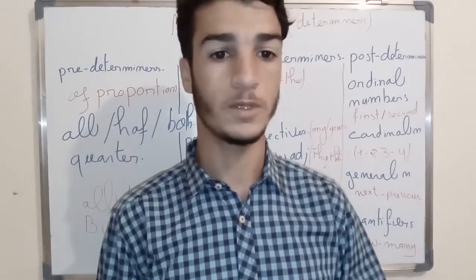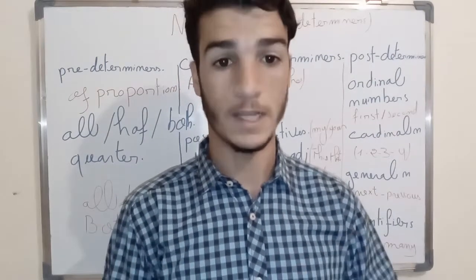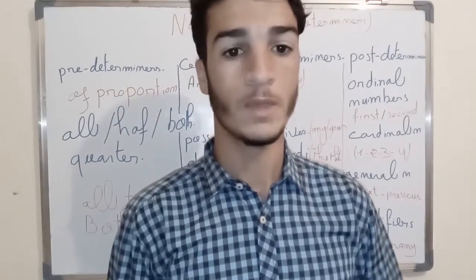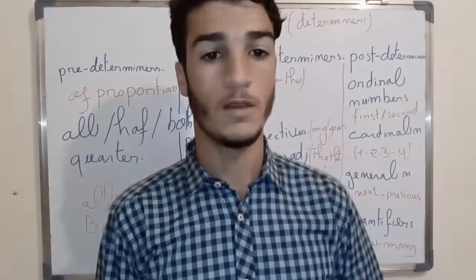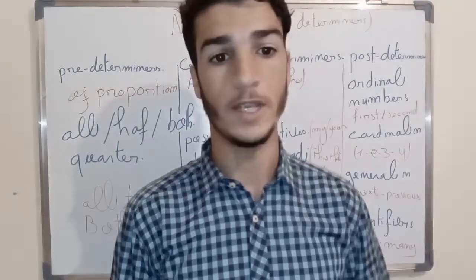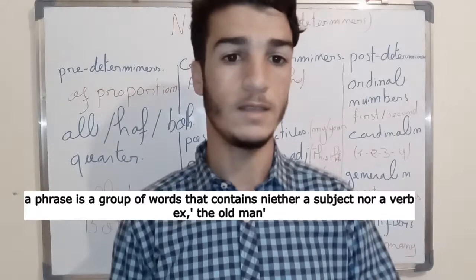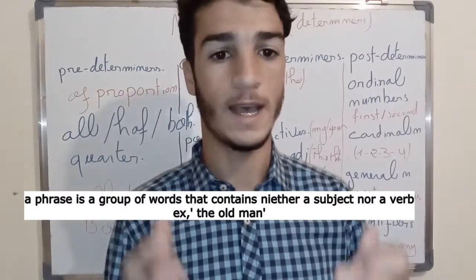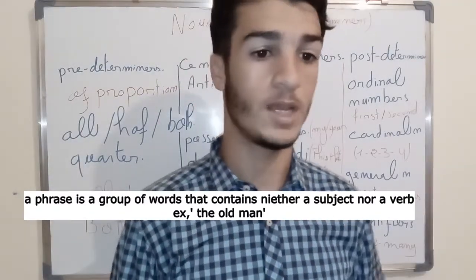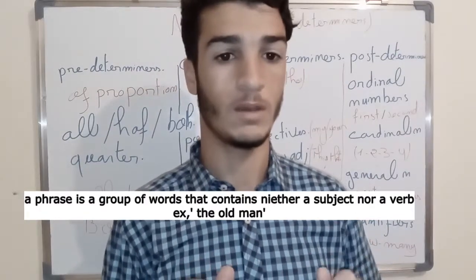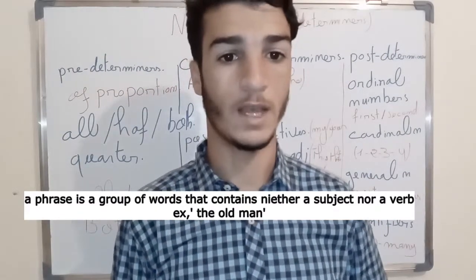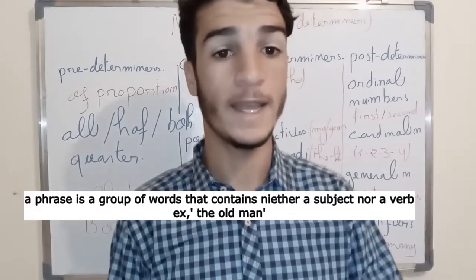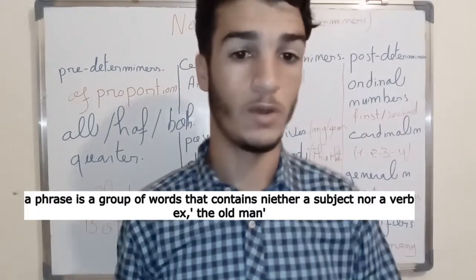Today we are going to see noun phrases. This is a very important course, but at advanced levels. Okay? What is a noun phrase first? Well, we start with a phrase. A phrase is a group of words that doesn't contain a subject and verb. Okay, the old man, for example. So it doesn't contain either a subject or a verb.